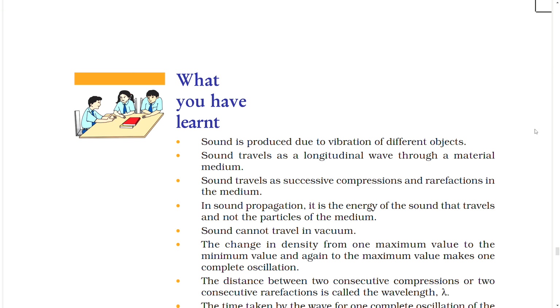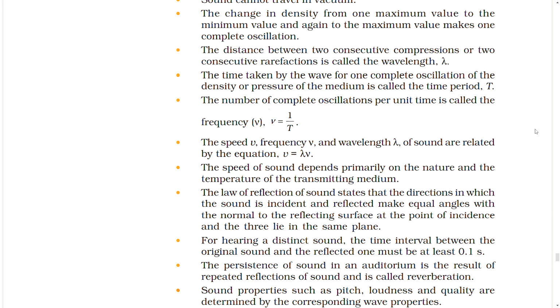The change in density from one maximum value to the minimum value and again to the maximum value makes one complete oscillation. The distance between two consecutive compressions or two consecutive rarefactions is called the wavelength, lambda. The time taken by the wave for one complete oscillation of the density or pressure of the medium is called the time period, T. The number of complete oscillations per unit time is called the frequency, v equal to 1 by T. The speed v, frequency v, and wavelength lambda of sound are related by the equation v equal to lambda v.